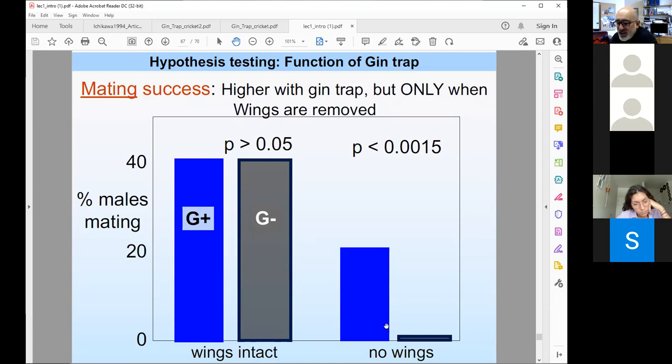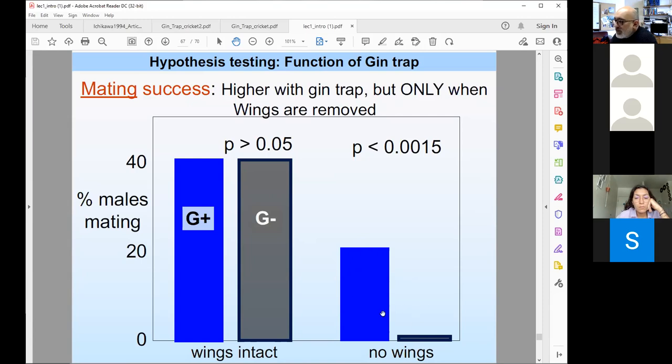When you have males that don't have their wings, this is a manipulation that's supposed to reflect what happens after males have mated once and their wings are depleted. The females have eaten them. You can see that the males with the gin trap, this is G plus here, the dark blue, those males have a much higher mating success than the males that had their gin trap disabled. What does this mean?